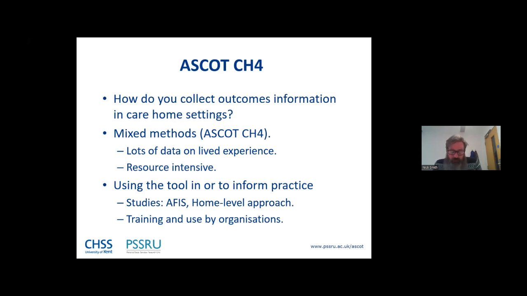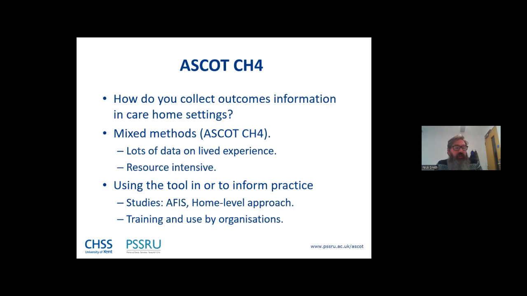Those are probably the most widely used versions of ASCOT. But we know from both research and experience that using self-completion surveys or very structured face-to-face interviews is not a very good way of comprehensively collecting outcomes information in care home settings. A large percentage of the population in older adult care homes will have quite severe and profound needs, for example dementia, and often not mild dementia but more moderate and severe dementia, which makes asking someone to self-complete a survey or answer a very structured question quite challenging. So what you end up with is very partial information about outcomes in care home settings.